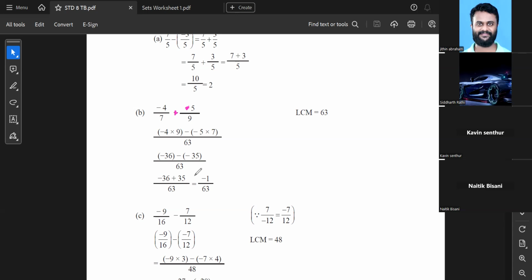Yes, sir. Okay. It's a printing error, which means, ठीक, I'll remove this plus, I'll make it minus.